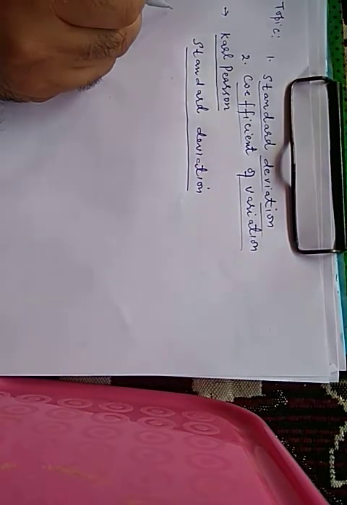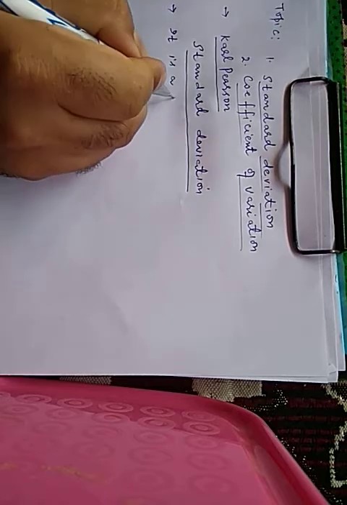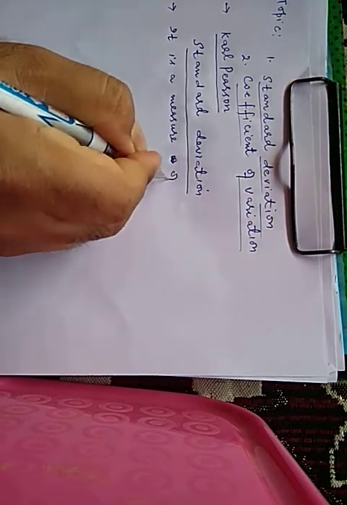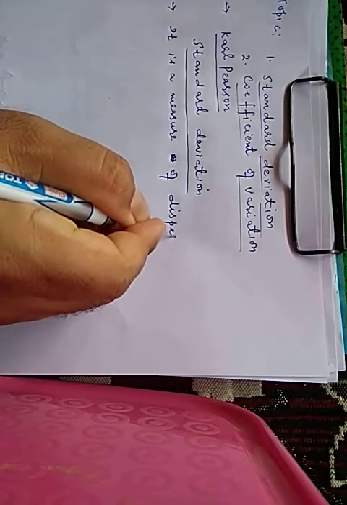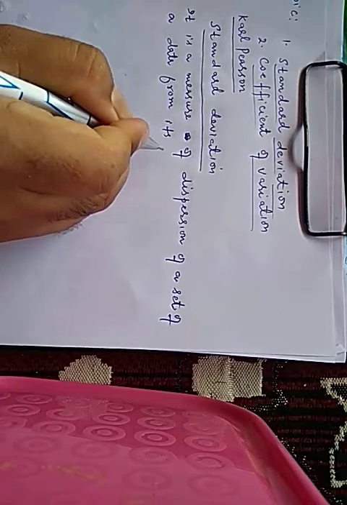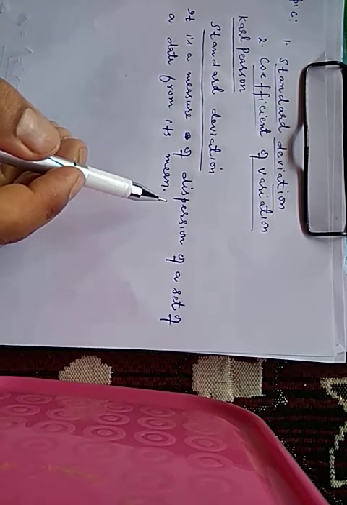What is meant by standard deviation? It is a measure of dispersion. इसकी जो definition है वो ये है, it is a measure of dispersion of a set of data from its mean, or we can write from its average. It is a measure of dispersion.